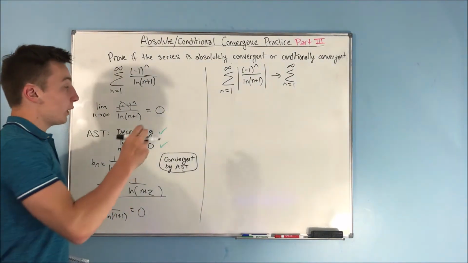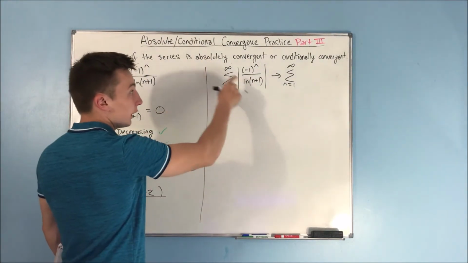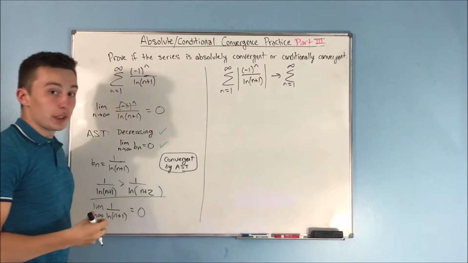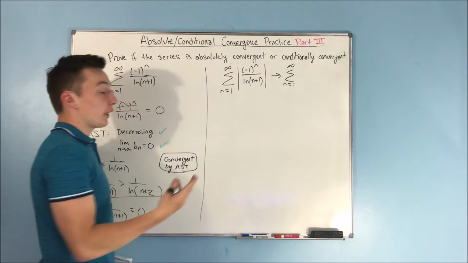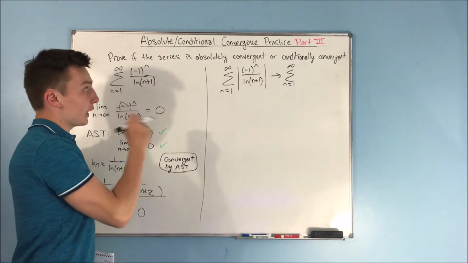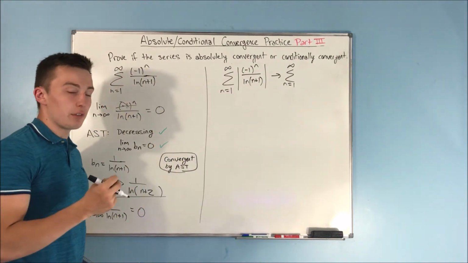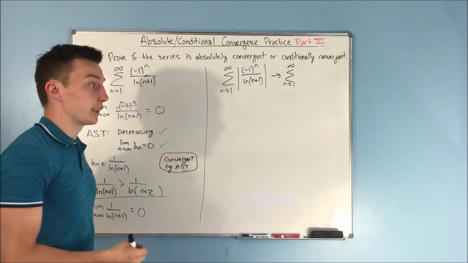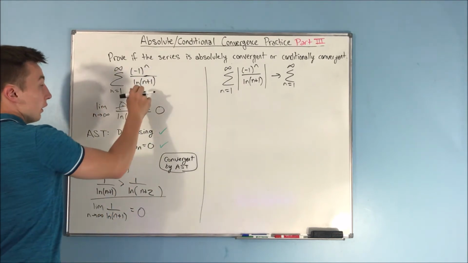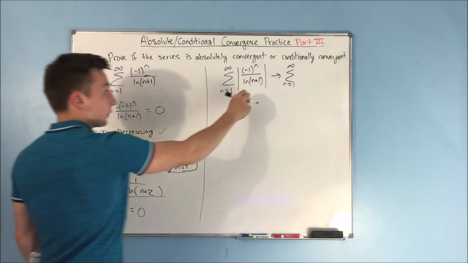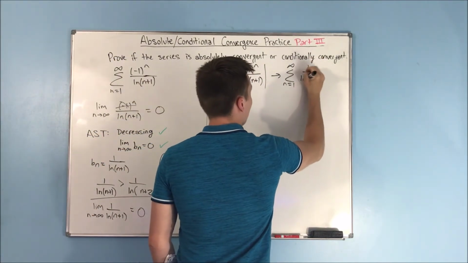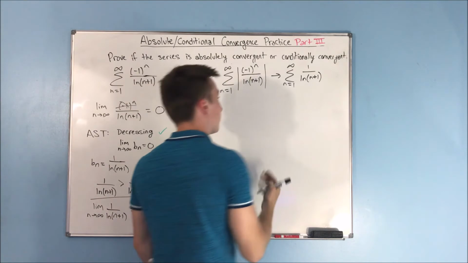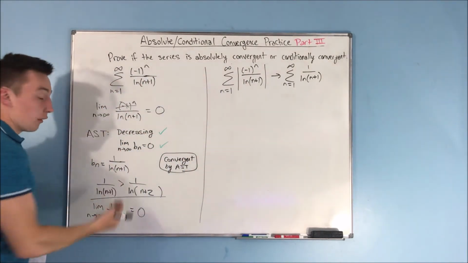Alright, now we need to see if this is absolutely convergent or conditionally convergent by seeing if the absolute value of this series is going to converge or diverge. If it converges, then we have absolute convergence. If it diverges, well, then we have conditional convergence. So, this series, when we take the absolute value of it, we lose that negative 1 to the n, so we get 1 over natural log of n plus 1. Alright, basically our b sub n from before.